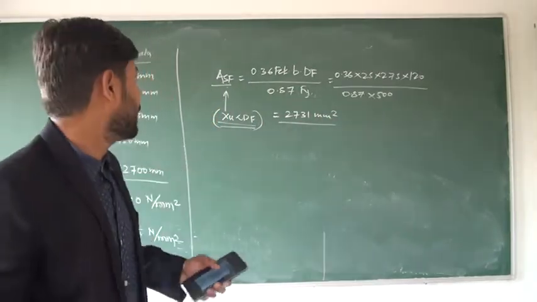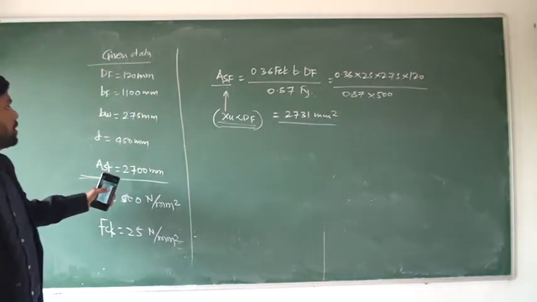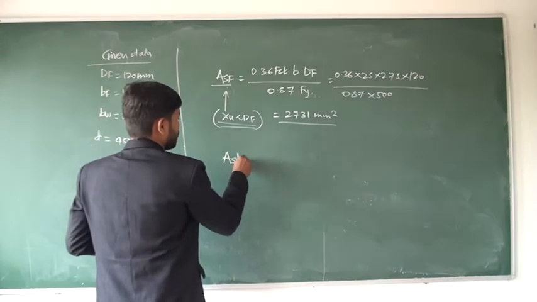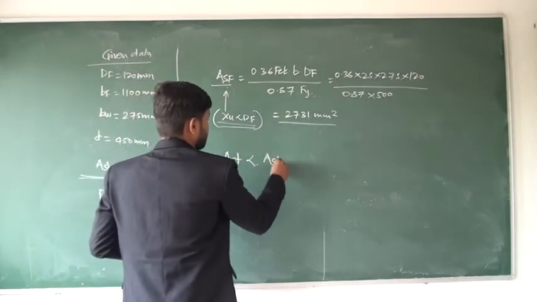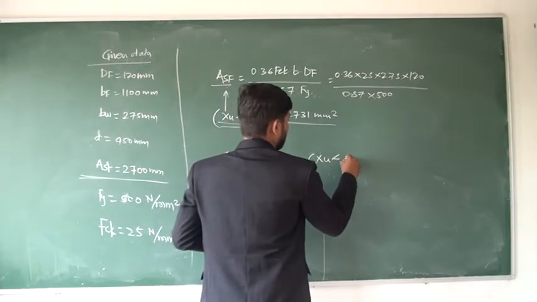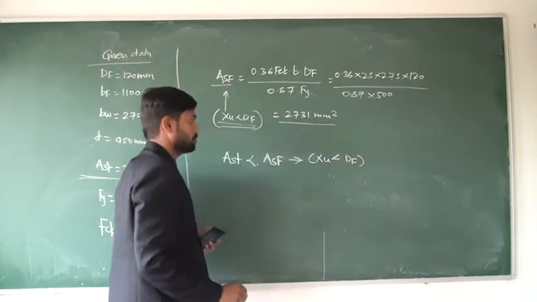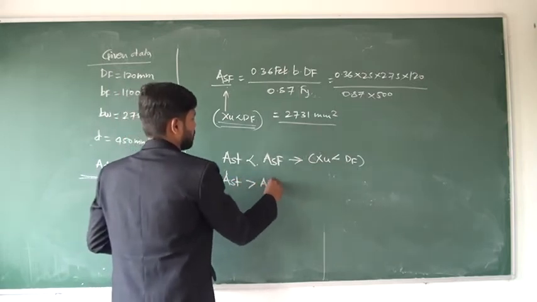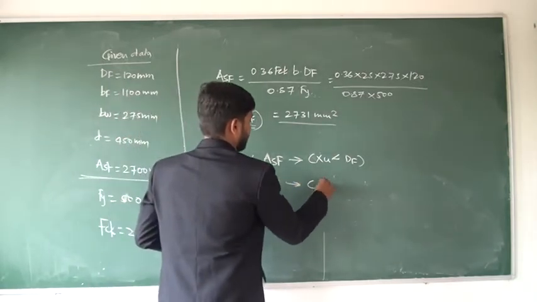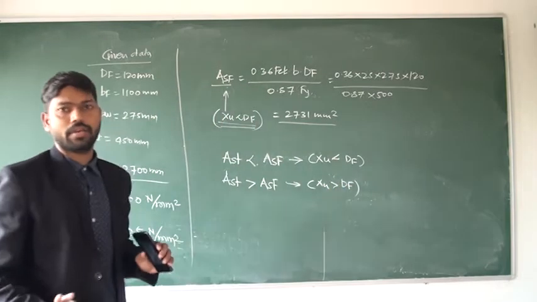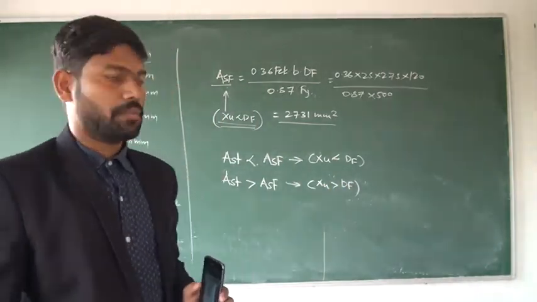Now you have to compare this ASF value with AST. If AST is less than ASF, then XU is less than D. If AST is greater than ASF, then XU is greater than D. It's a very simple equation, it's a very simple concept.